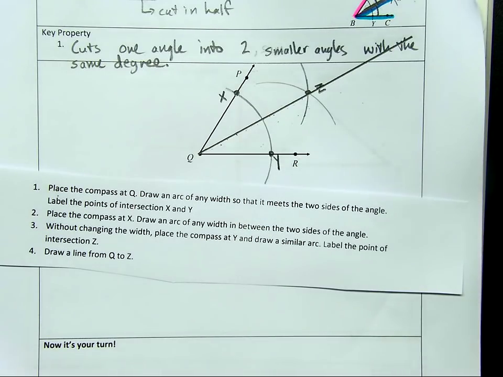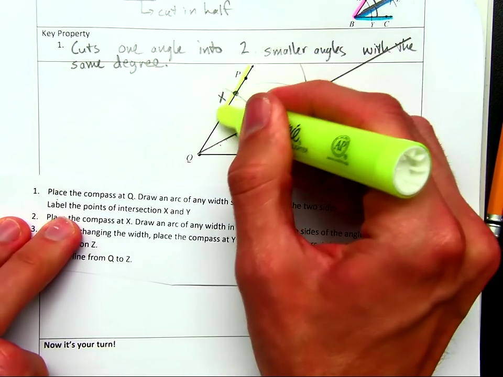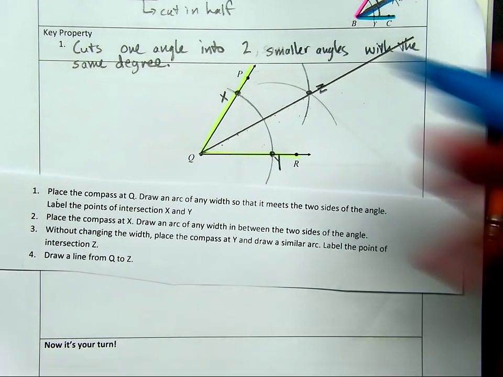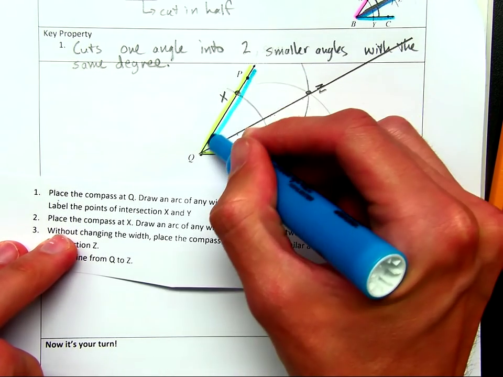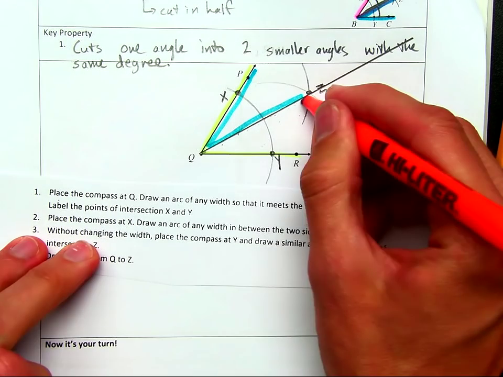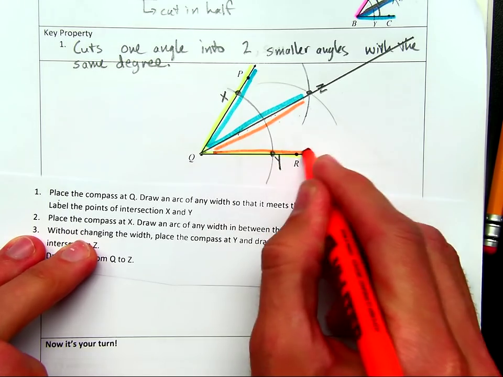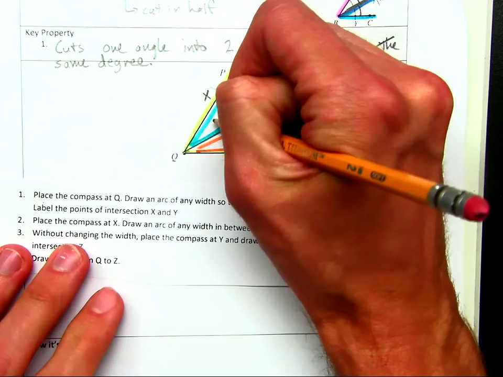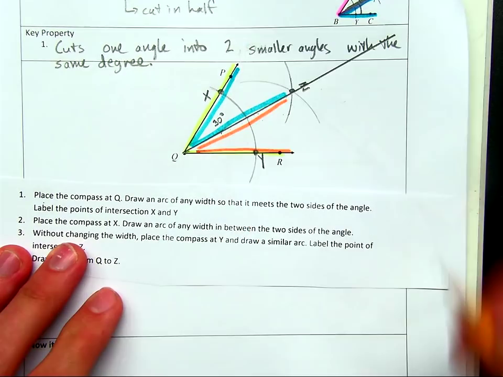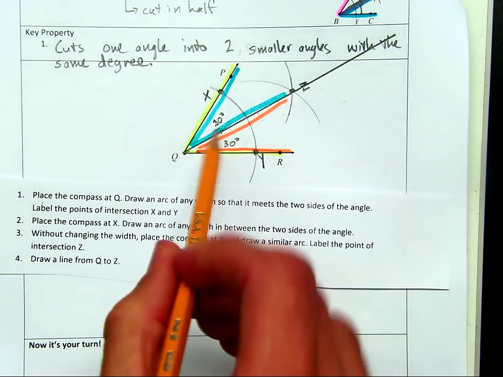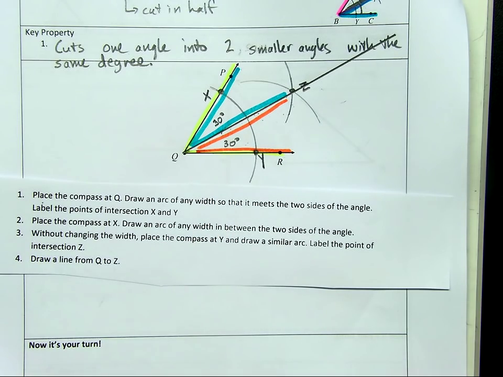Okay, so what we have done is we started with the big angle, PQR, and we made 2 little smaller angles. This is the first smaller angle, and this is the second smaller angle. Now what we can say about these 2 angles is they are exactly the same. So for example, if you guys remember using protractors, if this one was like a 30-degree angle, then the one on the bottom would also be 30-degree angles. So it takes one big angle and it makes 2 angles that are the same size if you're using a protractor.